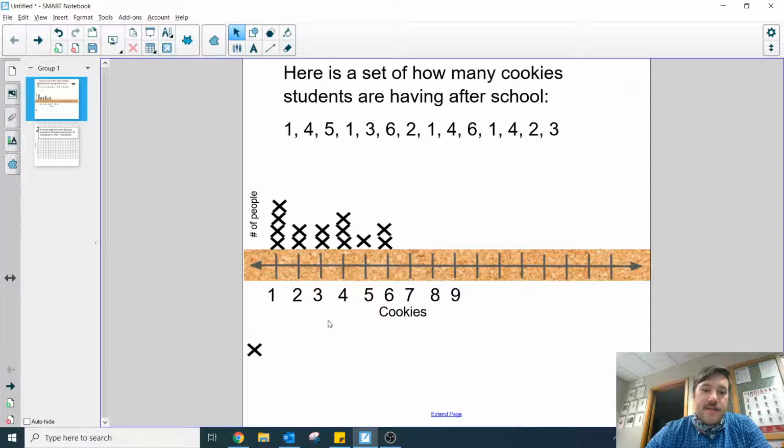So you can tell a lot of information, but this is a great way to organize information so that you can figure out a lot of things about it. You could figure out which one is the most popular, least popular, how many people there were total. You can figure out a lot of stuff. So you're going to be creating line plots this week, and it's going to go the same way, but you're going to be making it on paper, okay?